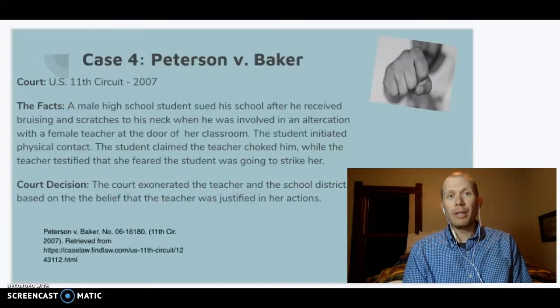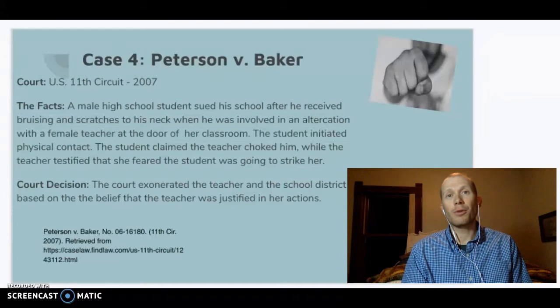That was the report. So the kid testified that the teacher tried to choke him, while the teacher said, "No, I feared that the kid was going to strike me, so I put my hand out to force him away from me." The kid ended up having bruises and scratches on his neck, and he came back and made the claim of battery. And this was obviously a difficult case. So the teacher, in the end, was not found guilty of any wrongdoing due to several factors, and they were this.